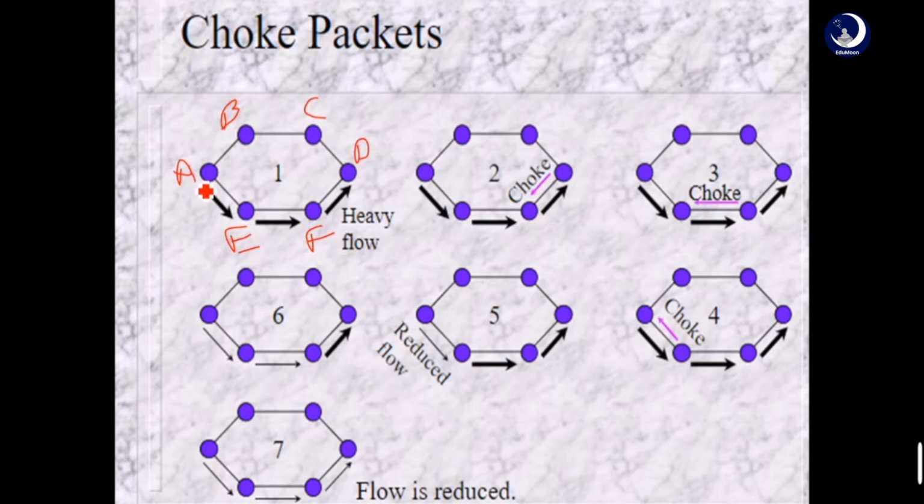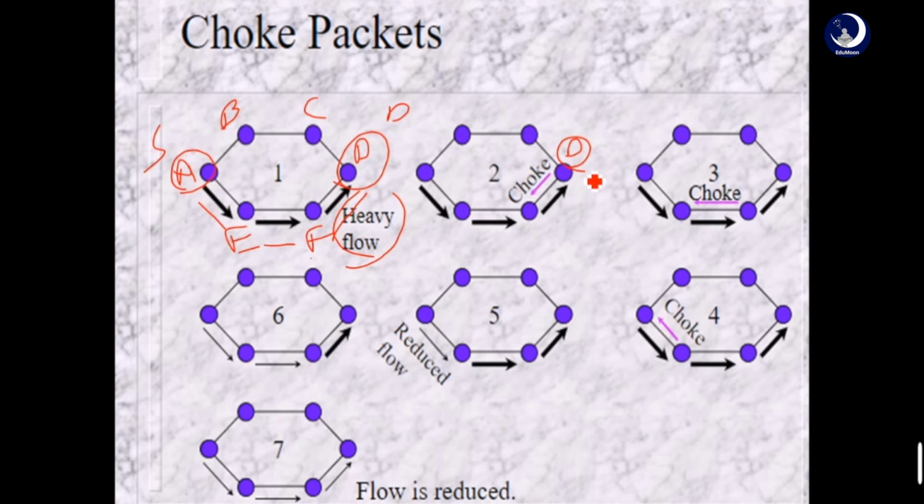If the sender A wants to send the data to D, which is the destination, then first it will send A to E, E to F, and F to D, which is a heavy flow. Heavy flow means a large amount of data is being sent. Now D will recognize that there is a chance of congestion occurring at D.